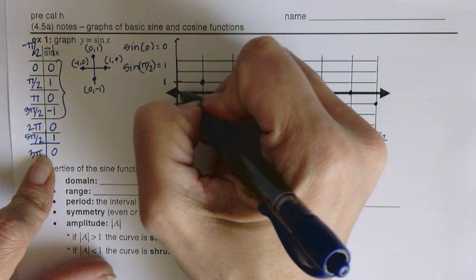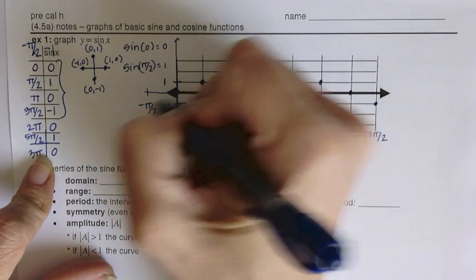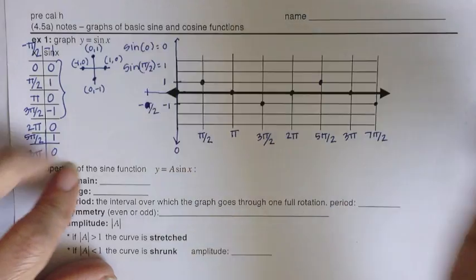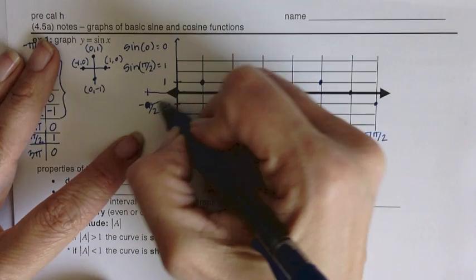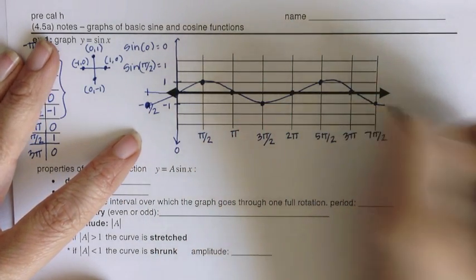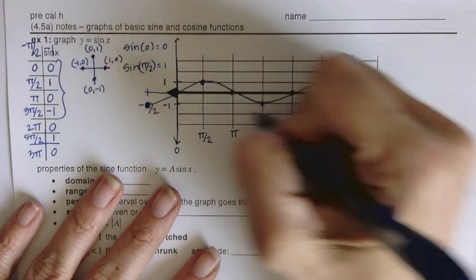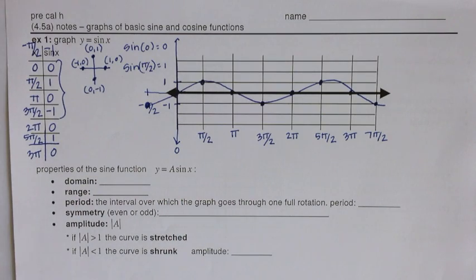And just so you can see, if it was negative pi over 2, this point would be right there at -1. So this is what the graph looks like. And so it's making this wave. These are not V's, they are actually curves, so please make sure you draw them with curves.